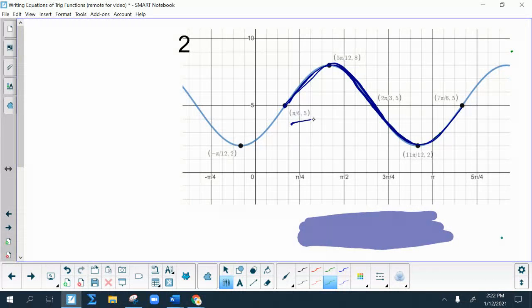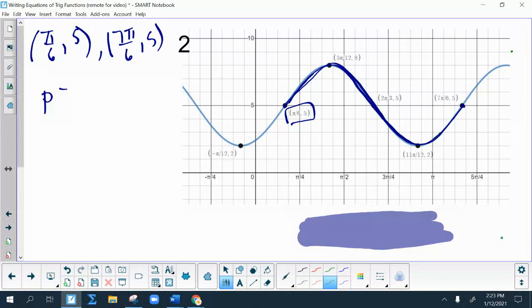And I see that this first point starts at pi over 6, comma 5. And then this last point, so one cycle of the graph, is at 7 pi over 6, comma 5, which tells me that the period of the graph is 6 pi over 6, which is pi. Then I use the fact that b is 2 pi over the period, so 2 pi over pi, which gives me 2. So I've got one value for my equation already.